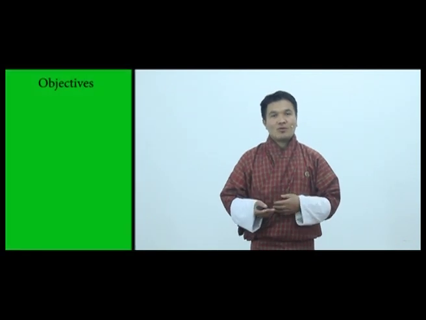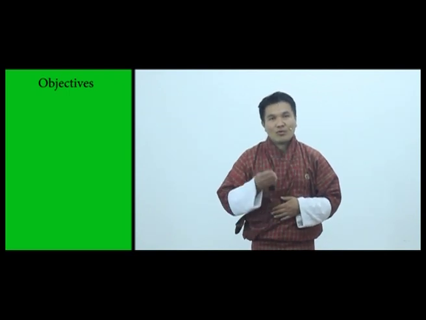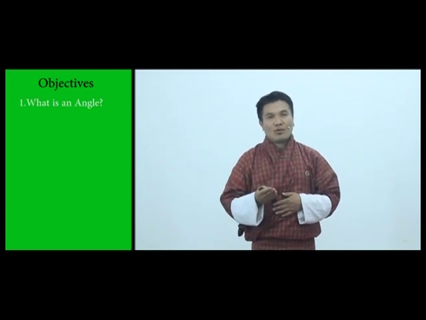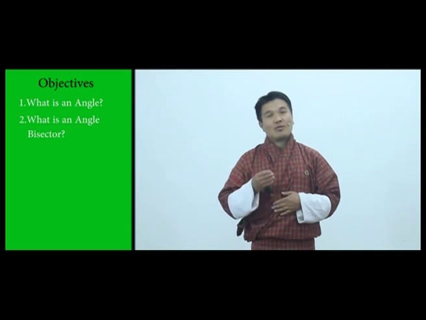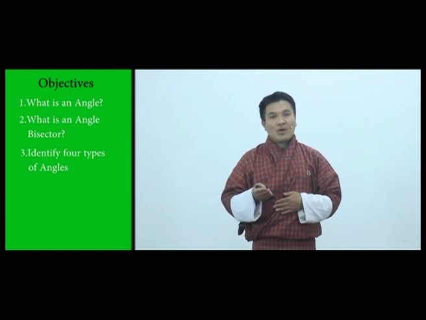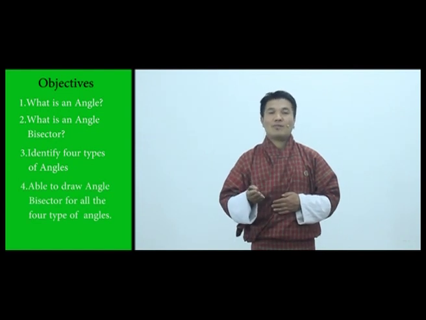Before I begin my lesson, I would like you all to know some of our objectives for today's lesson. Objective number 1, at the end of the lesson, you are going to know or tell what is an angle. Objective number 2, you are going to tell what is an angle bisector. Objective number 3, you should be able to identify 4 different types of angles. And finally, you have to be able to draw angle bisectors for all the 4 types of angles.